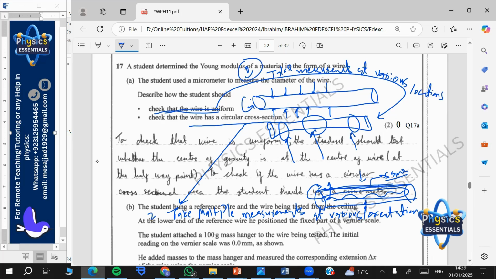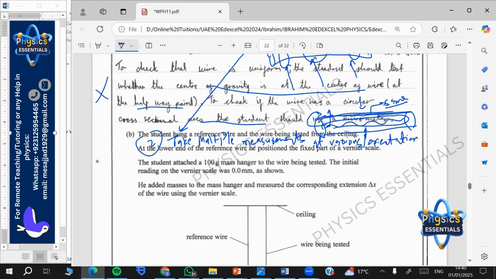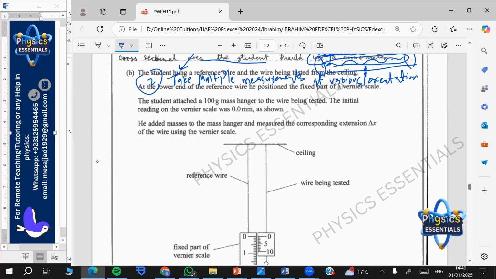Okay, so this was point number one and this was point number two. And what did he write actually? Let's check. To check that the wire is uniform, the student should test whether the center of gravity is at the center of the wire or not. To check the wire has a circular cross section, the student should use a micrometer. They have already told you that you should use a micrometer. So this was not the right answer by the student. Therefore, he got 0.